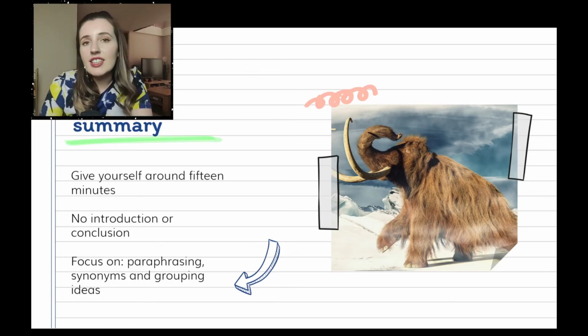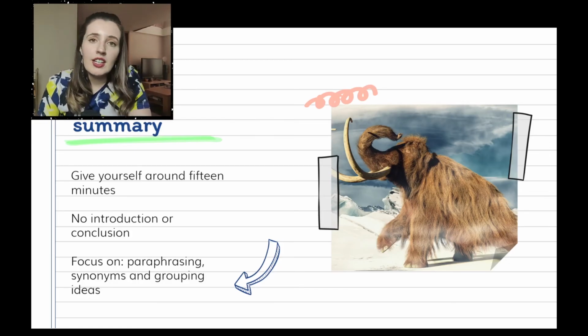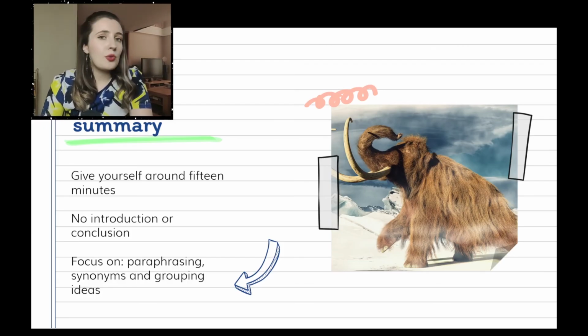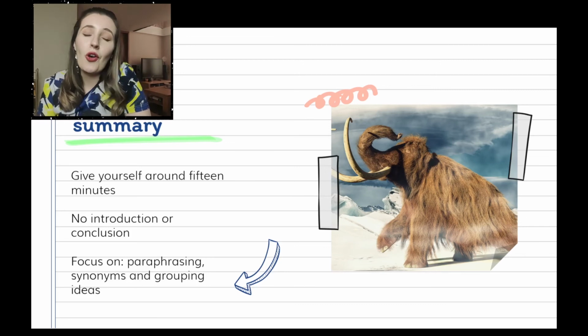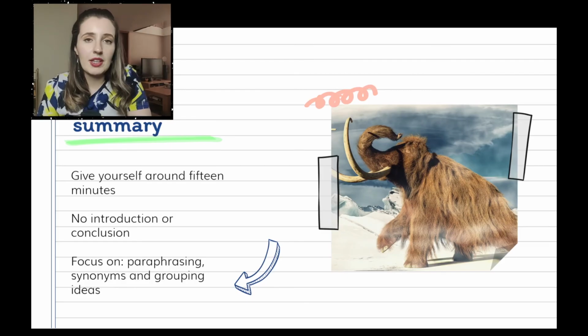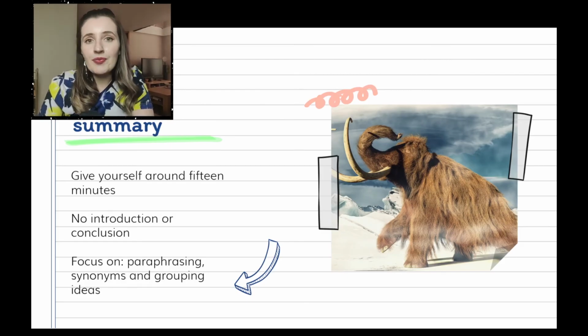Give yourself around 10 to 15 minutes on this question. Under normal circumstances, yes, 15, but today you already know all of the answers. You hopefully already know your grouping. So it shouldn't really take you any longer than 10 minutes. When you're doing this, make sure you're focusing on your paraphrasing, using synonyms and grouping together similar ideas. So over to you now. Pause the video. There's a space on the last page of the worksheet. Go ahead and write your summary.